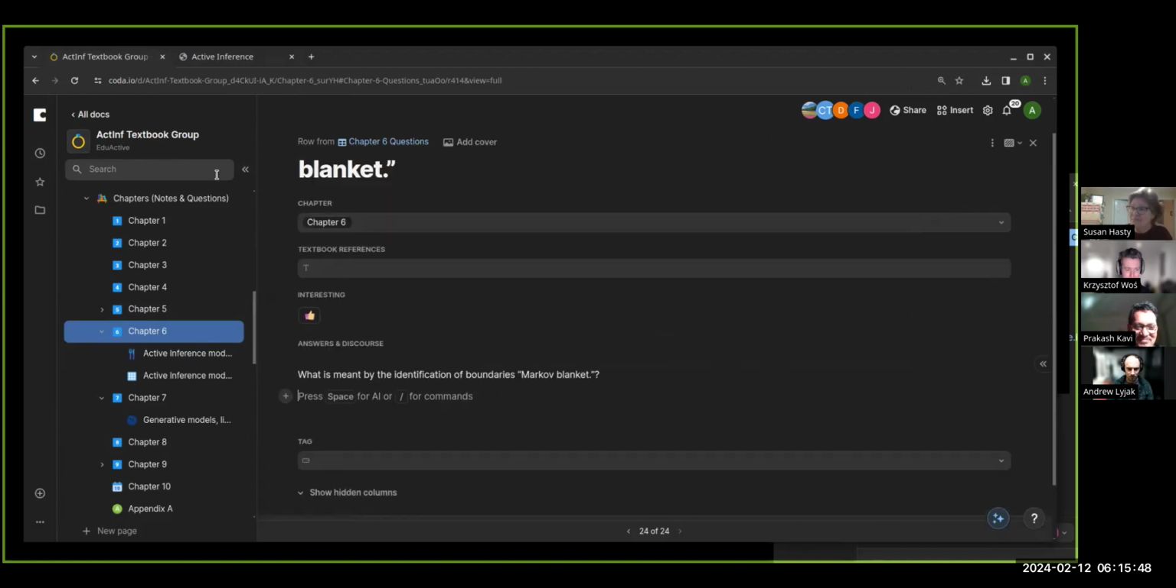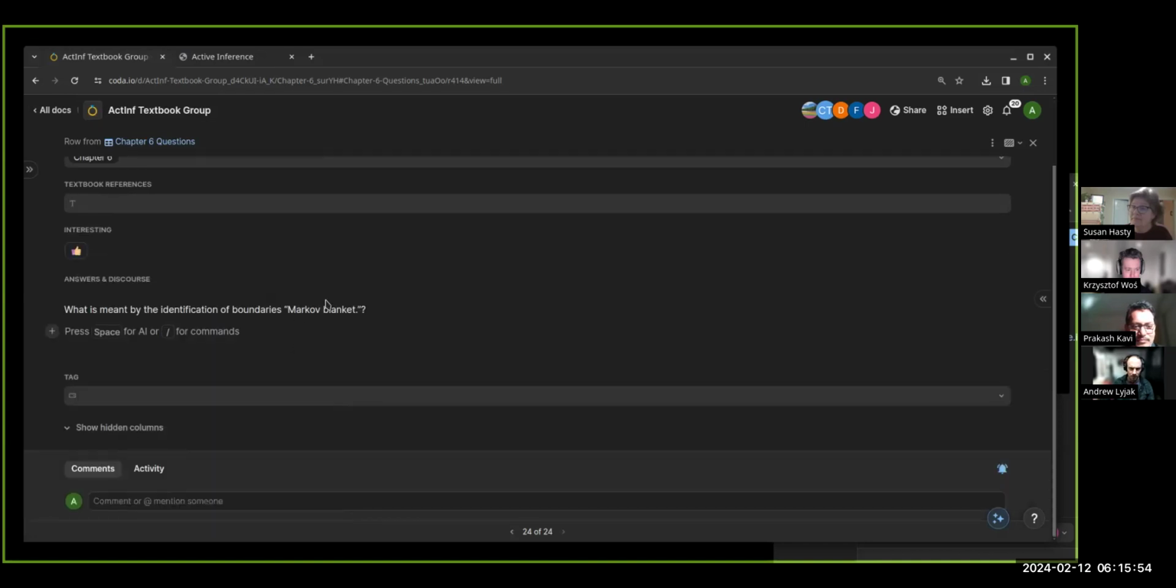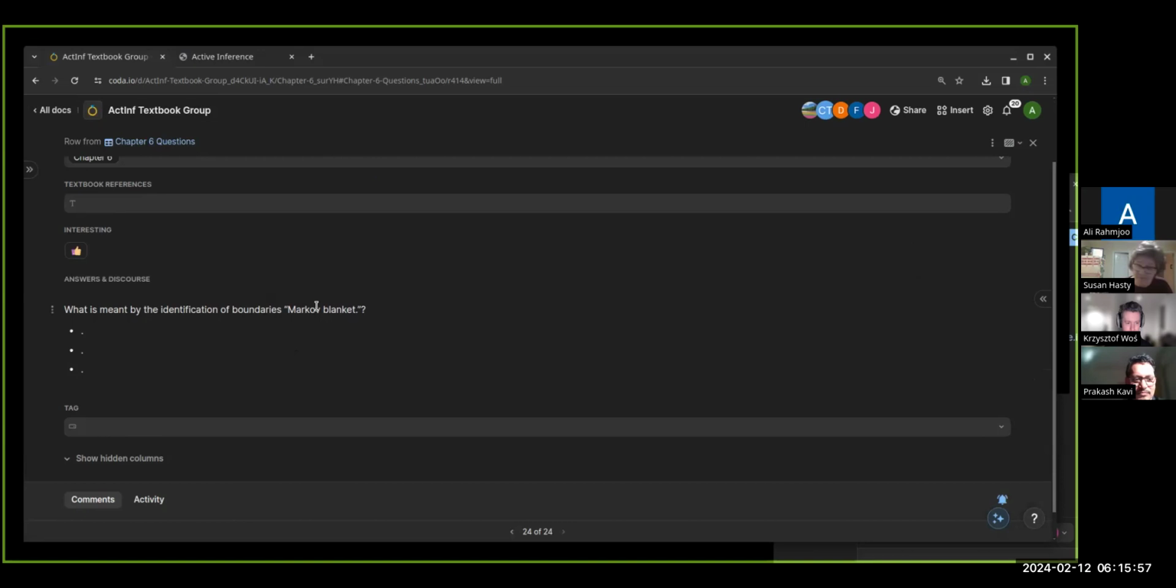So, great question. Ali, want to go for it, on how it comes into play in the process of building a generative model? Yes, please. Yeah, I just wrote it in the chat as well.